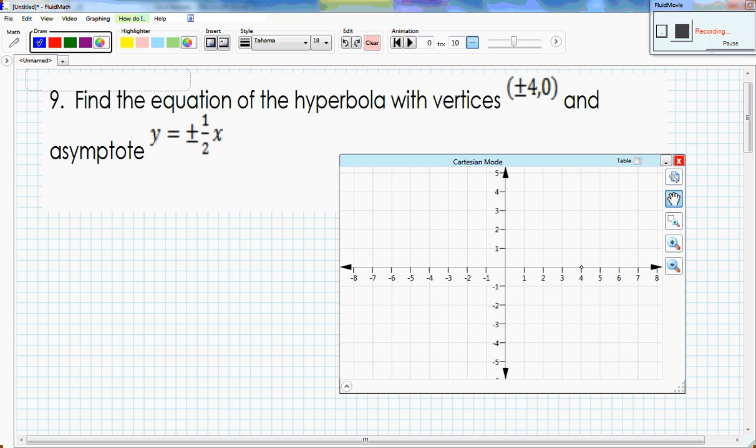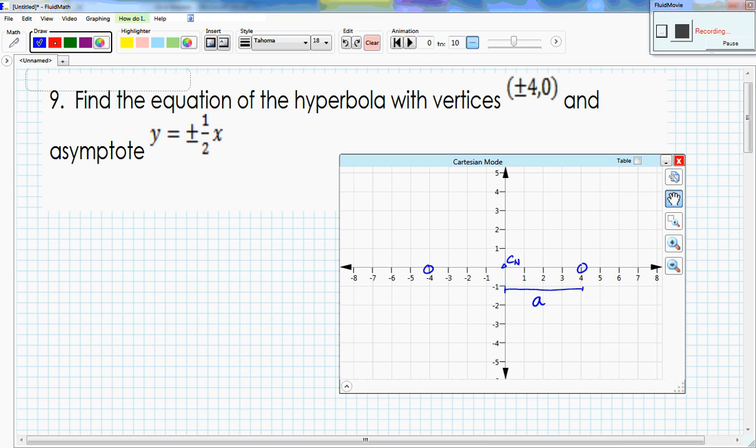So I know one vertex is here at 4, 0, and the other one here is at negative 4, 0. So I know that my center must be right here at the origin. There's my center. So my distance from 0 to 4 is considered to be a in this case because I know this is a left-right hyperbola.